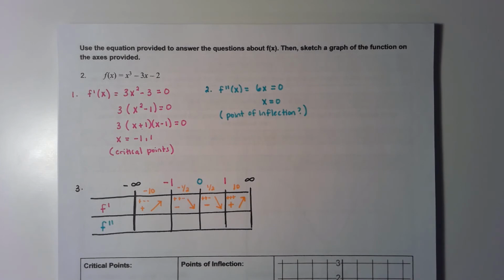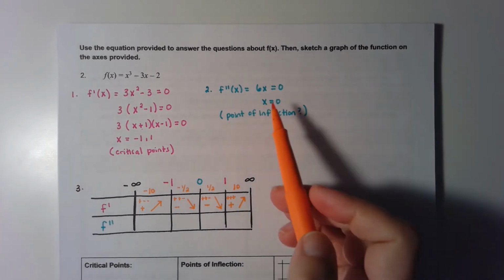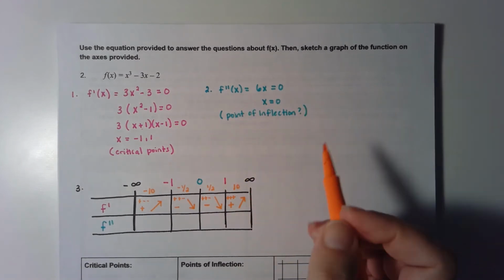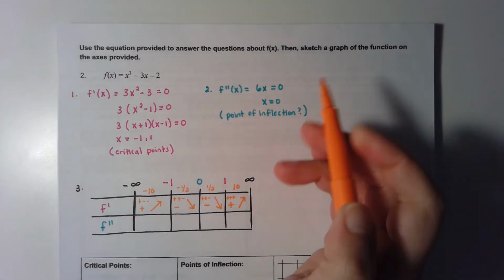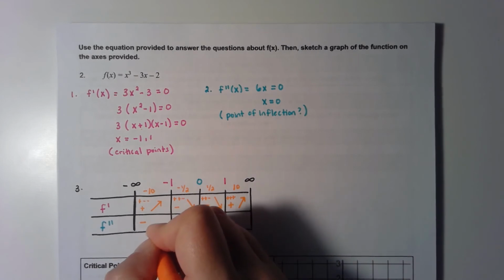Next, I'm going to do the second row of the table. So I'm going to go ahead and take those same numbers and just plug them into my second derivative equation. Now, this is just 6x. So if I plug in -10, I get a negative, which means this graph is concave down at the beginning.